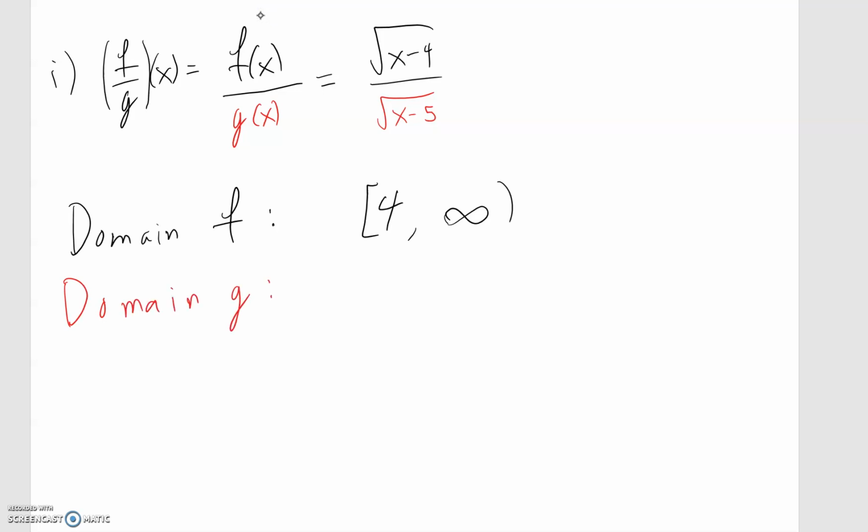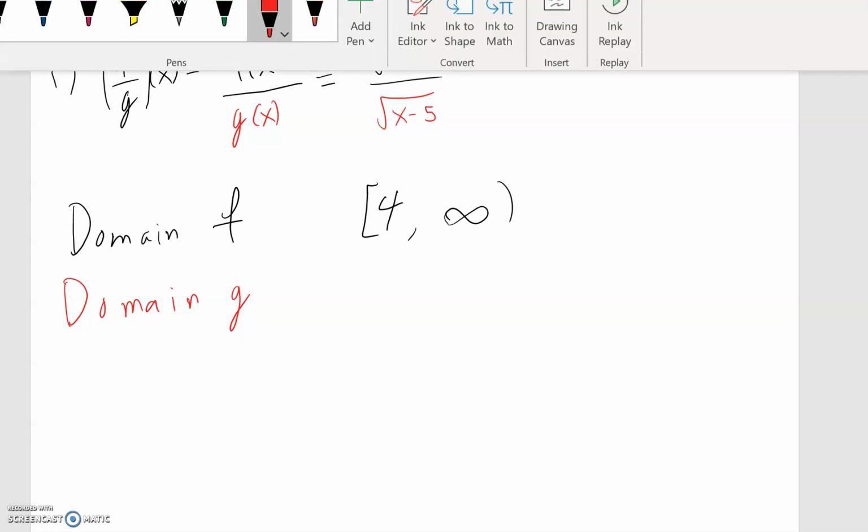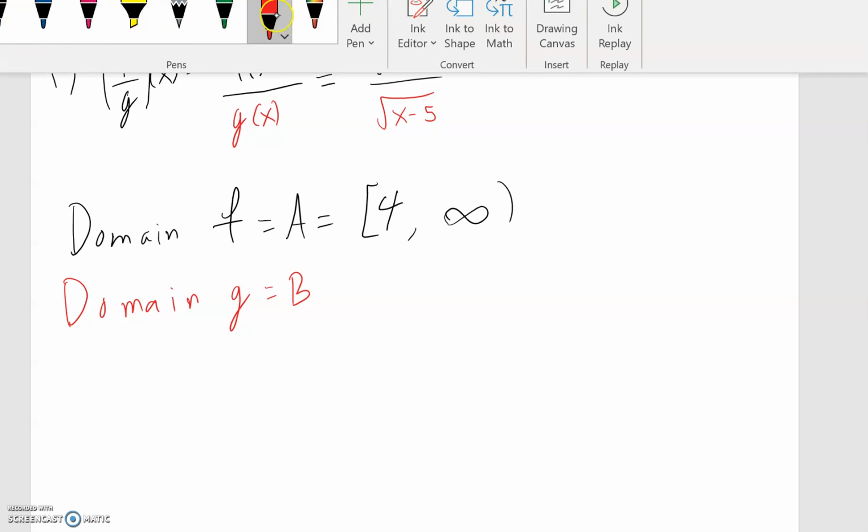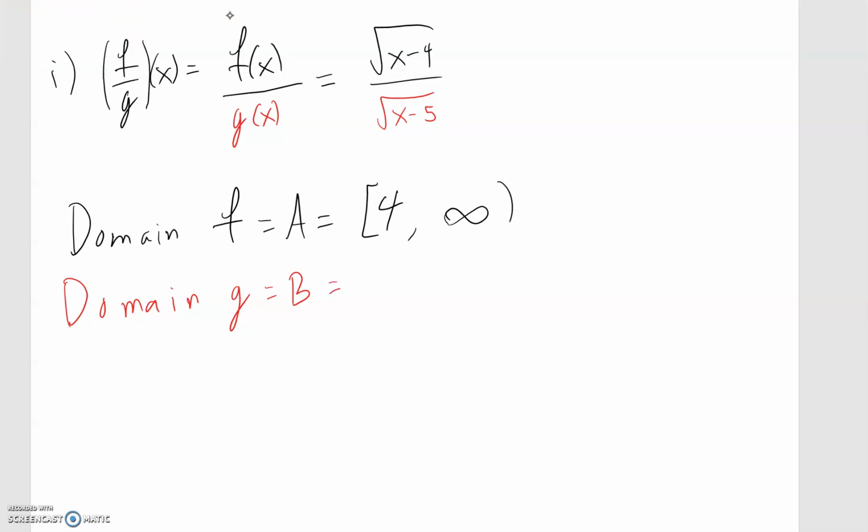The domain of g, so for sake of example, I'm going to call these A and B, okay? You don't have to call these A and B like I am here. I'm just calling these A and B because I don't want to keep writing domain f and domain g over and over again for this problem. So for the domain of g, we should end up with all real numbers from 5 to infinity. If you look back at our 3.1 lecture and you follow your rules for finding domains of functions, you should end up with the same results that I have here for the domain of f and g respectively.